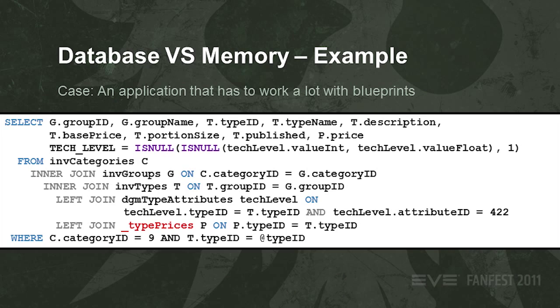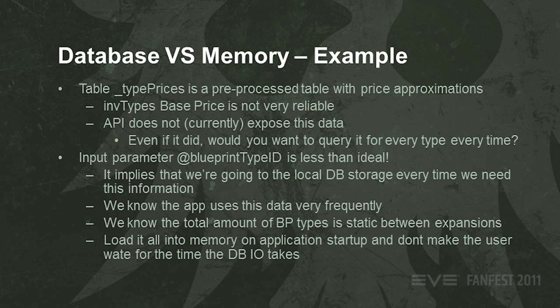So here is the query that we went over earlier in example 2, and I added this where category ID equals 9 and T type ID equals input parameter type ID. There's also this nifty little type prices table down there, which is colored up red. These are little optimizations that I'm stealing from CCP Atlas's lecture. So this type prices table is a good optimization because we don't actually allow you to query the actual market value of types to us.